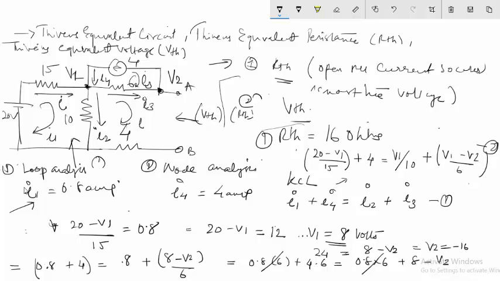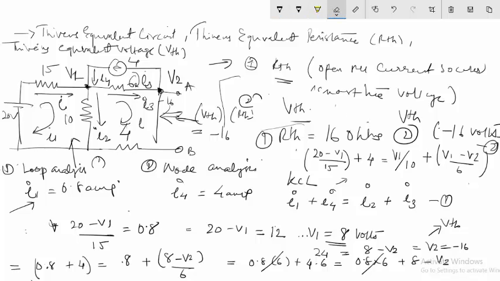So this V2 which I am getting here is minus 16, and this is equal to my VTH. This is the voltage across this open terminal. So first I got the RTH as 16 ohms, and second I got the VTH as minus 16 volts. There are multiple ways to solve this, and this is one of the ways I got the answer.